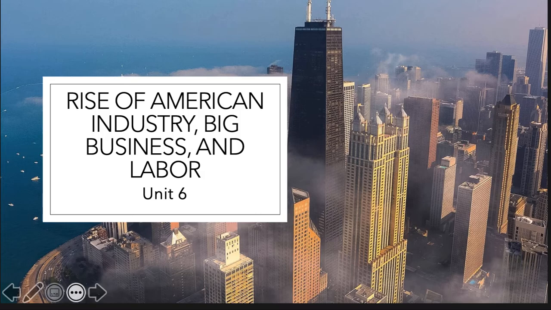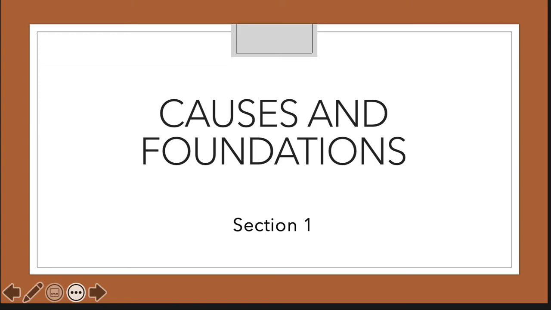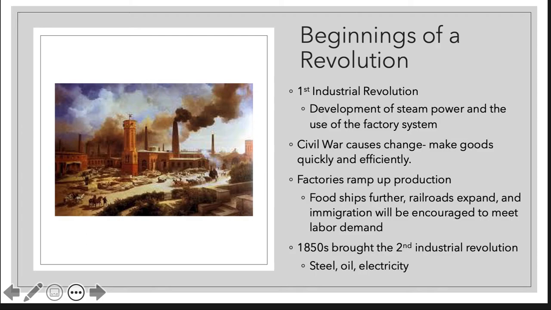All right, as we begin Unit 6, this unit is going to tell us about the rise of American industry, big business, and labor. This will be the second industrial revolution in the United States. We'll start with the causes and foundations of this industrial revolution. First, how did the revolution begin?